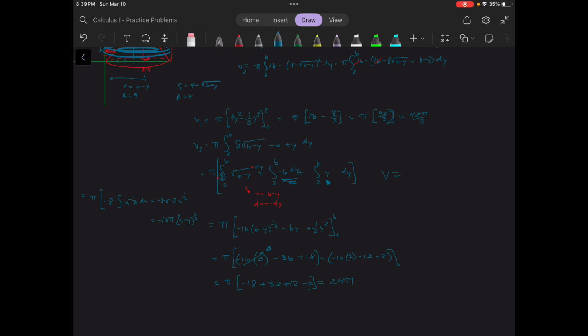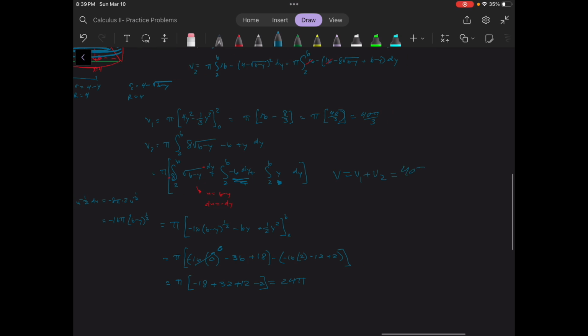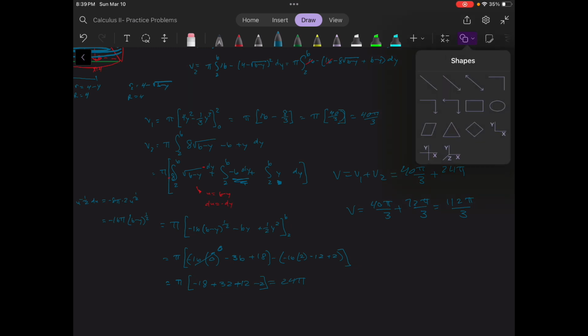And of course, v equals v1 plus v2. So it's going to be 40 pi over 3 plus 24 pi. So finally, v is equal to, let's see, what is 24 times 3? 24 times 3 is 72. So we have 40 pi over 3 plus 72 pi over 3. That's equal to 112 pi over 3. And that is our final answer for the volume of this solid.